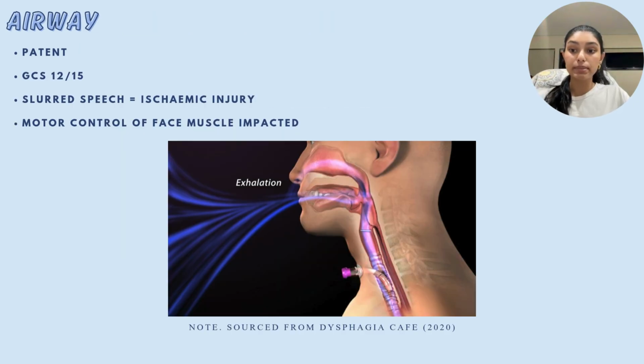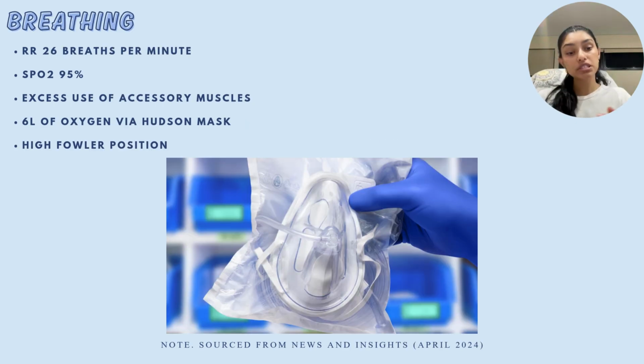Upon assessment, Mrs. Manalo's airway is patent, although her Glasgow Coma Scale sits at 12 out of 15. The American Heart Association states the risk of airway obstruction increases through impaired protective reflexes and possible aspiration. Teresita's slurred speech indicates a sign of ischemic injury to the brain nerves, which impacts the motor control of the facial muscle.